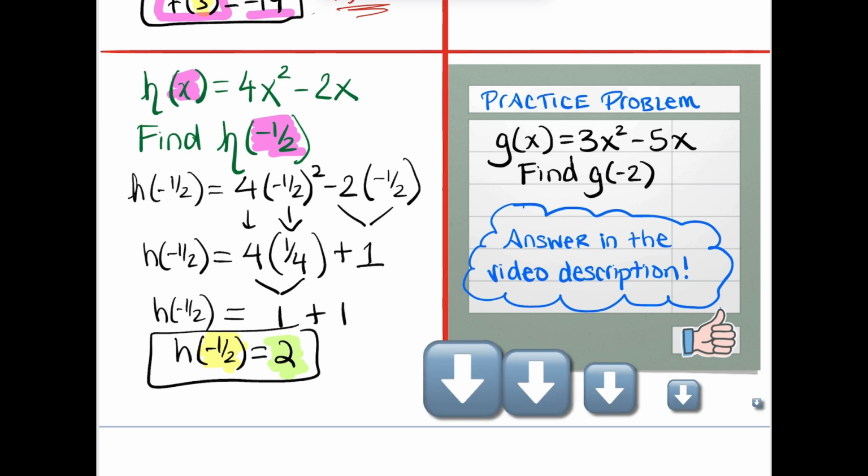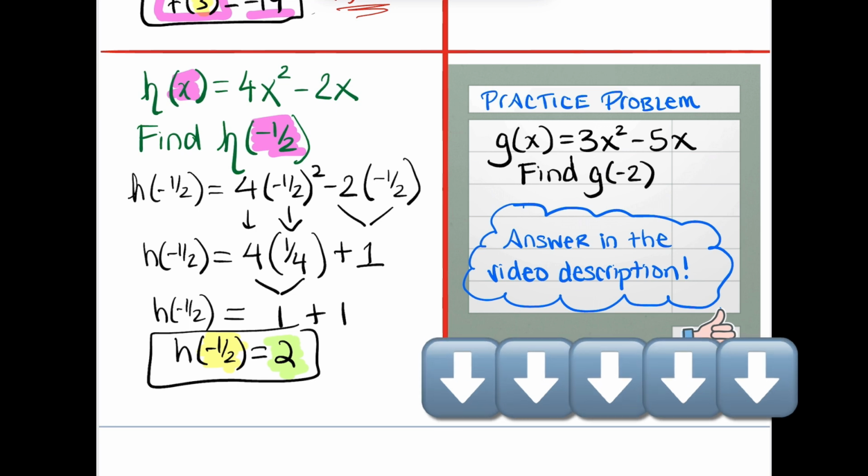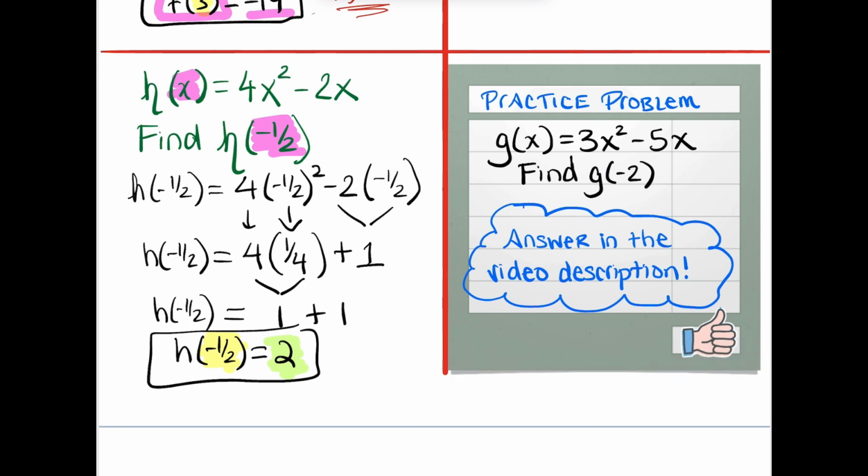On the bottom right here, you have a practice problem that you can try on your own. The answer to it is going to be in the description of the video. So if you do it, go ahead and scroll down and see how you did.